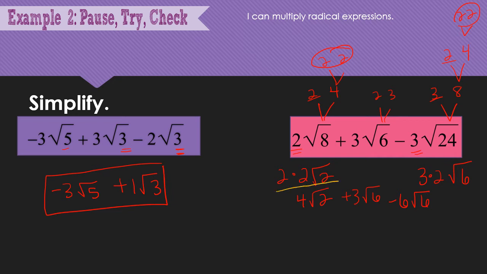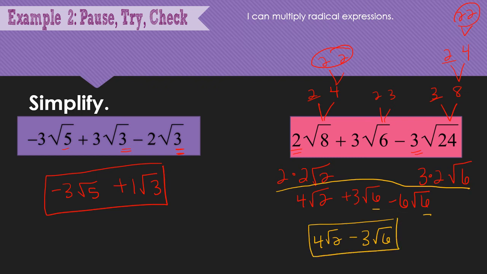Let me kind of divide this up so you can see. So now I've got these 3 terms. My like square root terms here are the square root of 6's. So 3 minus 6 is going to give me negative 3 root 6. And then the 4 root 2 cannot simplify because there are no like roots.